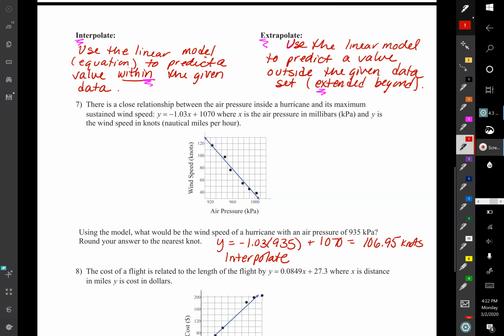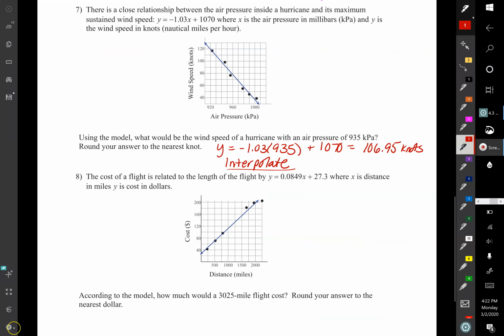So the value we get is 106.95 knots, and that would be interpolate. Okay, so we interpolated. We figure that out by looking at the 935 in comparison to our domain here of given data points. So it's within that.